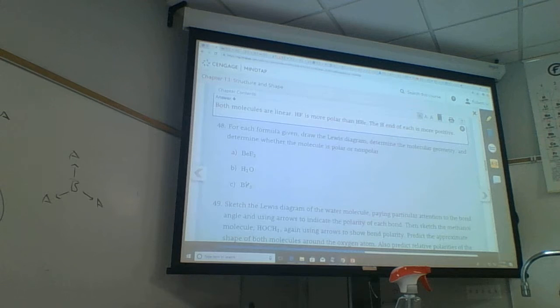H2O has lone pairs, which is going to screw up the linear shape. It's going to be bent now. It's going to be polar. BF3 is nonpolar.